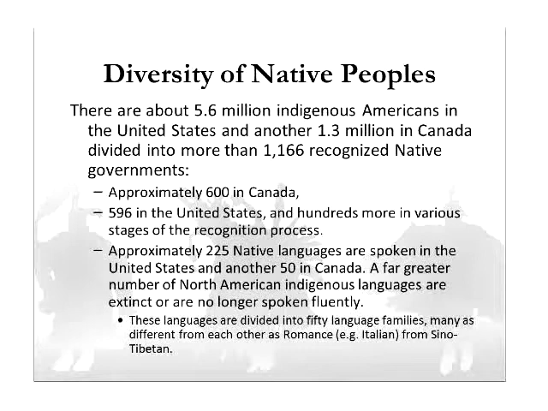There are 5.6 million Indigenous Americans living in the United States, with another 1.3 million in Canada. They're divided up among about 1,166 recognized Native governments, approximately 600 in Canada and 596 here in the United States. There are roughly 225 Native languages spoken in the United States, with another 50 in Canada. But there are far more languages that are no longer spoken, because the people are either no longer able to speak them, or the people themselves no longer exist.